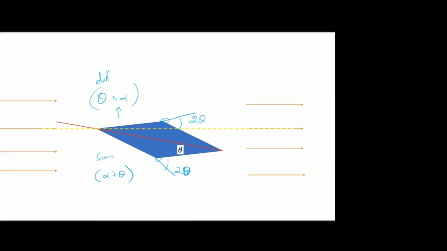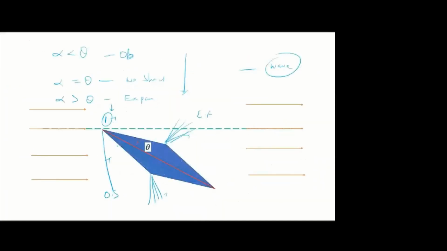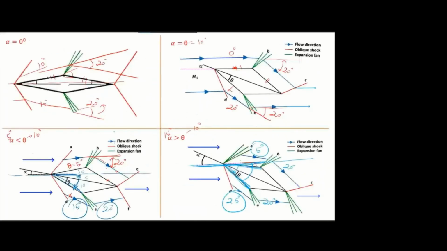We will check whether it is working or not. So for the upper I said the difference between alpha and theta. Alpha is 0, theta is 10, the difference is 10. In the bottom it is alpha plus theta, 0 plus 10, it is 10 degree. And always behind the center corner, it is 2 theta. So it is 10 degree into 2, 20.